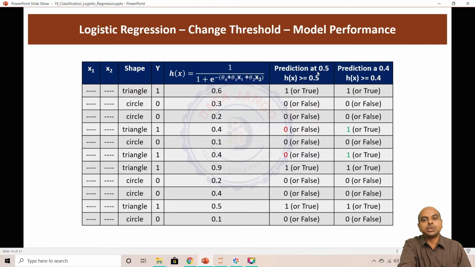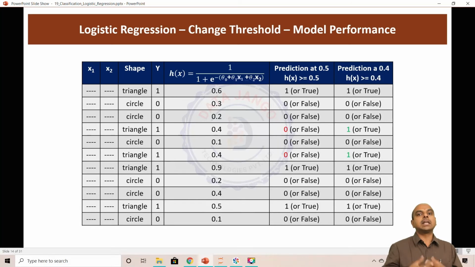We know that the threshold is the one which is making the predictions, right? So if you change the threshold to 0.4, see that this record and this record, fourth record and sixth record, also got predicted correctly. We have got 100% accuracy. So by changing the threshold, you can make the model work the best.